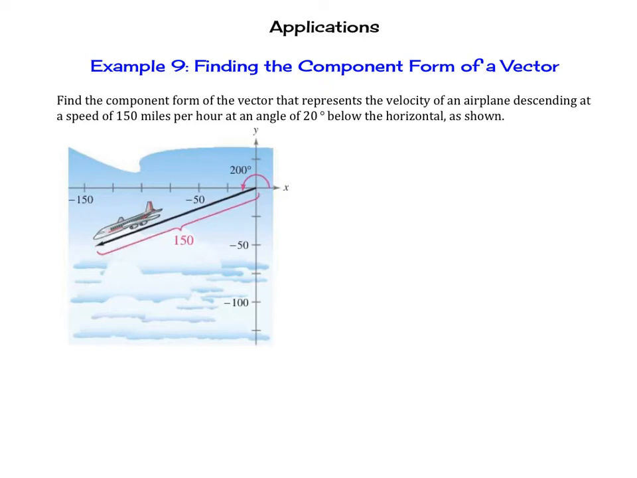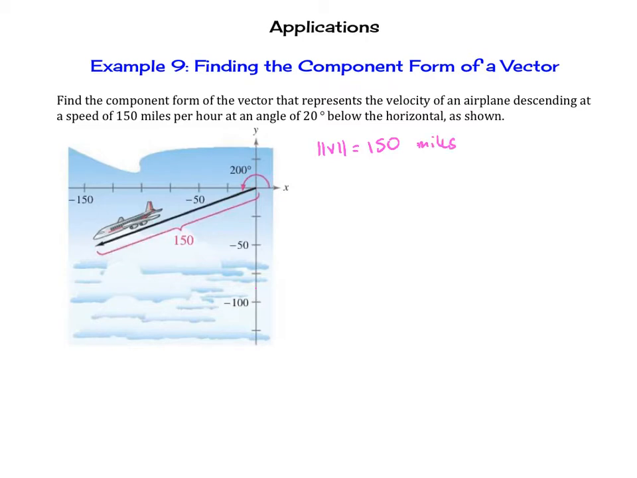Example 9, we're going to find the component form of a vector. Find the component form of the vector that represents the velocity of an airplane descending at a speed of 150 miles per hour at an angle of 20 degrees below the horizontal as shown. So we're given a couple of things. We're given the magnitude, so the magnitude of v equals 150 miles.